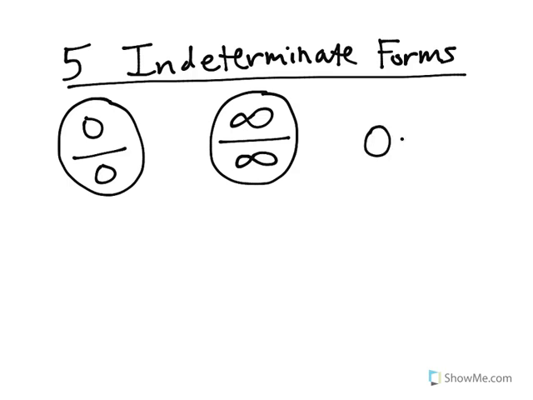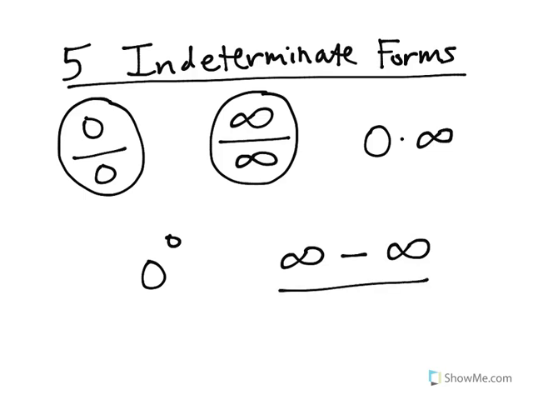So the other three look like 0 times infinity, 0 raised to the 0 power, and infinity minus infinity. So these are really weird. Let me just give you one case for this last one, because again, we haven't really seen these a lot, so I think students tend to think, oh, I know what that's going to look like. And the common answer that I get is when you look at infinity minus infinity, of course, that's something minus itself, so that's going to be 0, right?